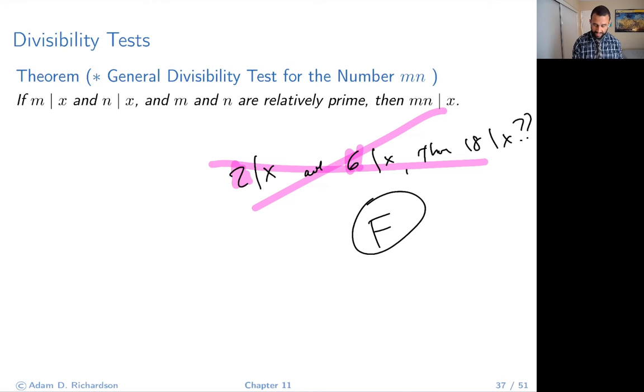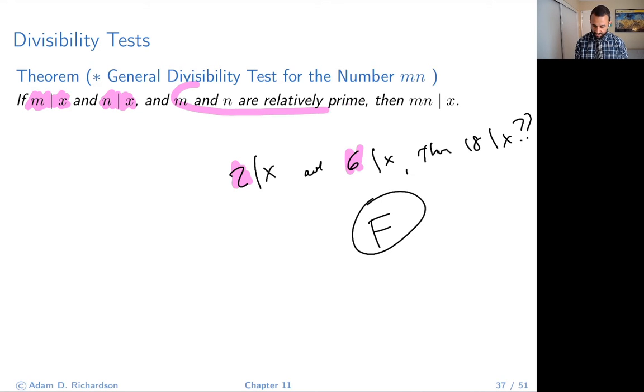So we can leverage that. We can still get a statement out of that. We just have to be more careful with what we say. What we're going to say is this instead: if m divides a number and n divides a number, and m and n are relatively prime, like 2 and 3, then mn divides that number. The product divides that number. That's what you need. And what's handy about that is we're going to use this to get a divisibility test for 12.